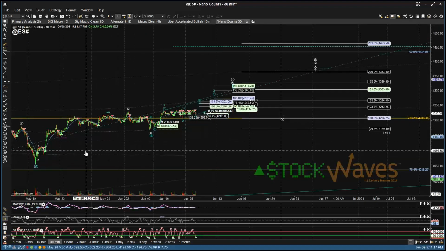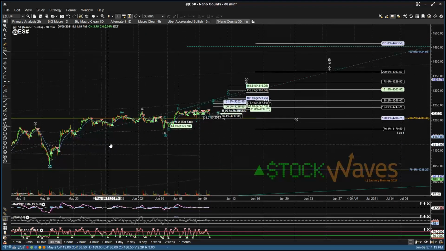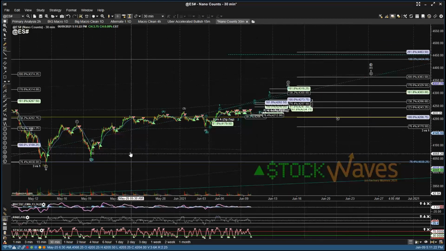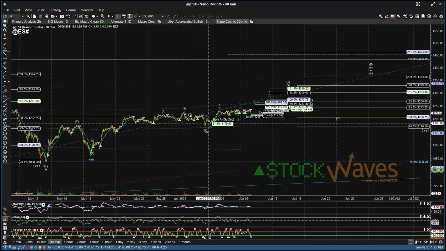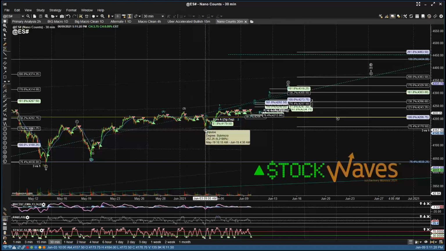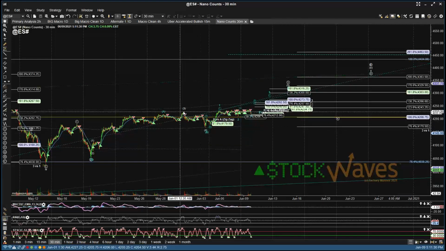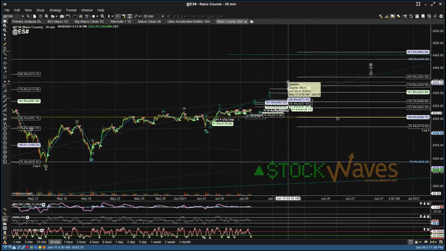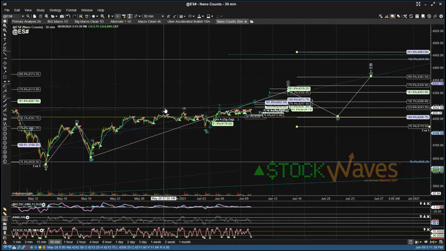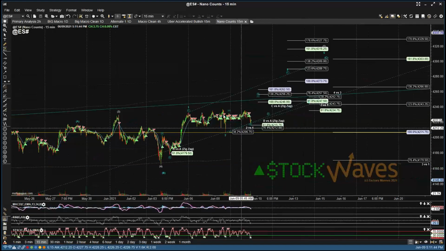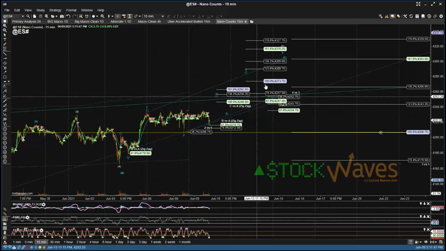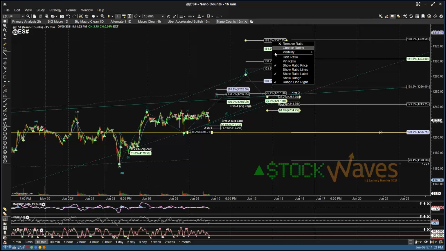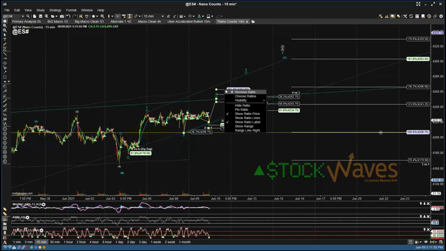But inside that move, we can count this actually as an ending diagonal here. Doesn't have to be an ending diagonal, but this consolidation as the sub-micro 4 kind of got a little bit deep, and this didn't get quite as far as we'd want it to go. So instead of counting that as a parentheses 3, 4, instead of this microwave 3, we can count that as an A and a B. But then at a smaller level inside that, we can be working on a possible either ending diagonal for the parentheses wave 5. Let's get rid of some of these fibs so that we can actually see the potential price structure.